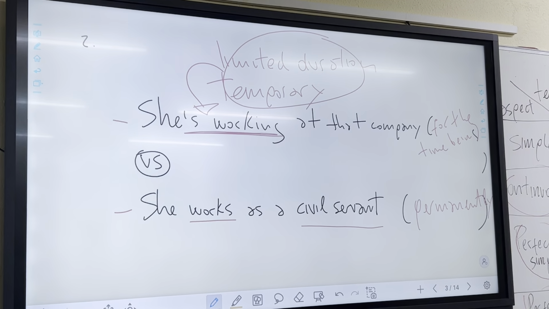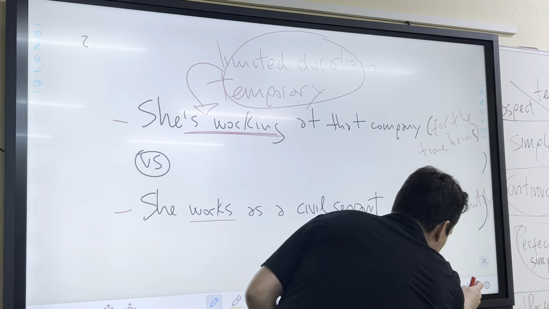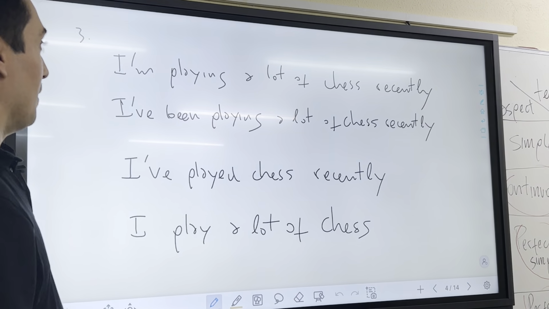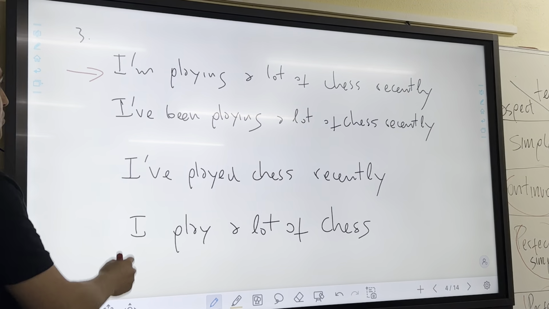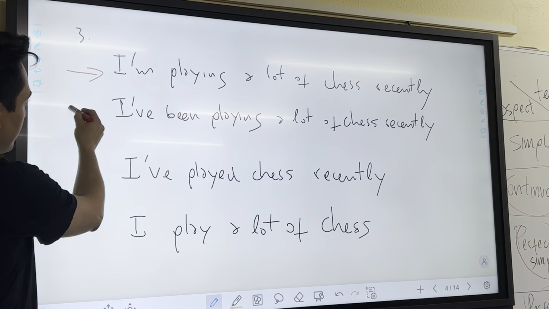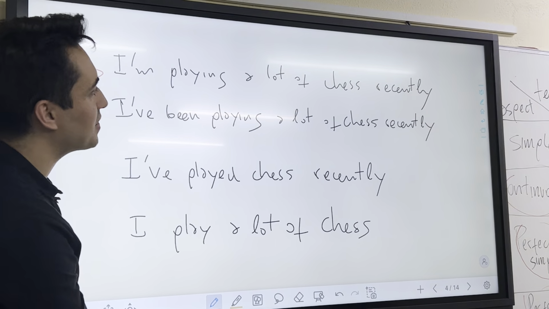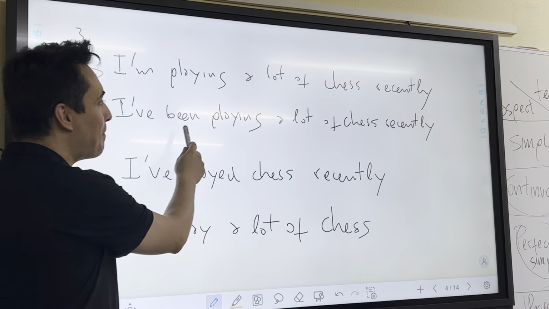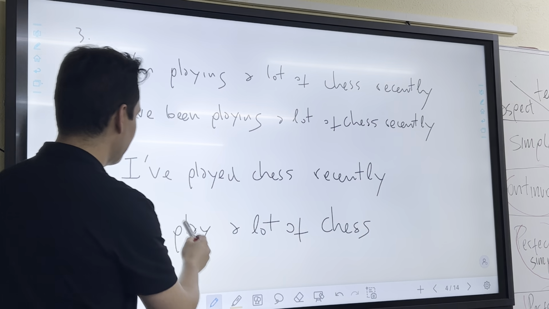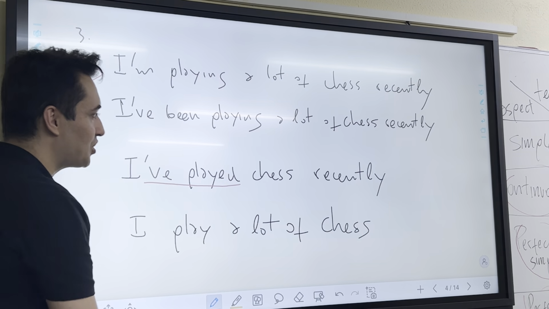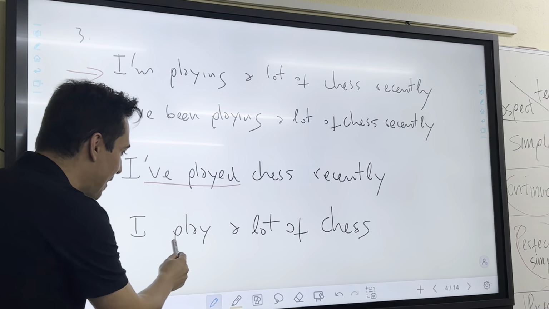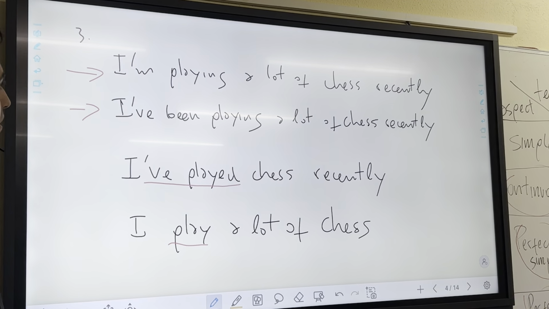Another use of the continuous aspect. Have a look at these sentences. Have a read. You don't need to copy everything. Have a read with me. I'm playing a lot of chess recently. I've been playing a lot of chess recently. I've played chess recently. I play a lot of chess.